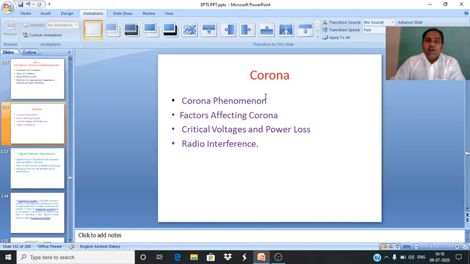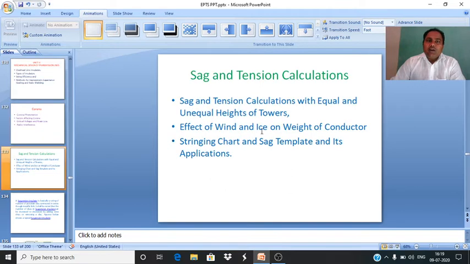Another part is corona formation, corona phenomena, factors affecting corona, critical voltage and power loss, and radio interference. These belong to corona. The third one is sag and tension calculations: sag and tension calculation with equal and unequal height towers, effect of wind and ice on weight of conductor, stringing chart and sag templates and their applications.